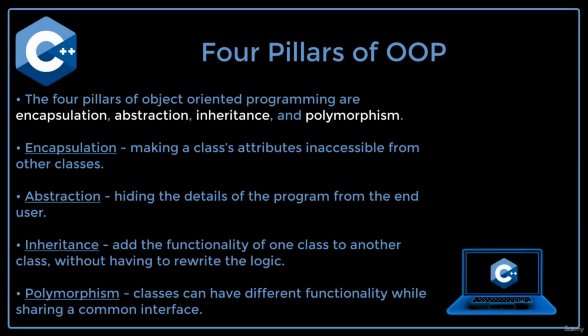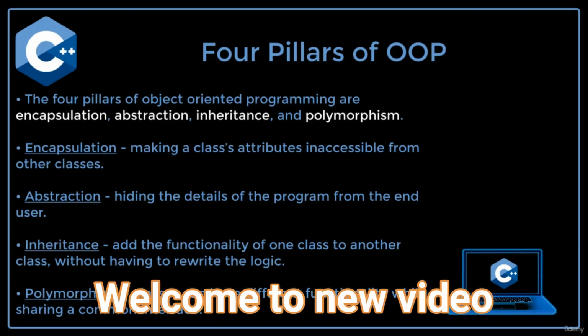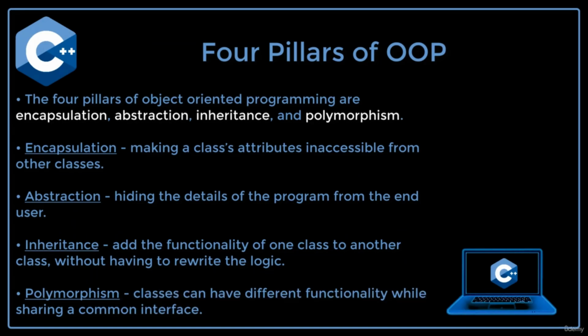In this video, we will learn about the 4 pillars of object-oriented programming. There are 4 main concepts or pillars in object-oriented programming. These are the core, fundamental concepts of OOP that empower developers to write object-oriented code. The 4 pillars of object-oriented programming are encapsulation, abstraction, inheritance, and polymorphism.